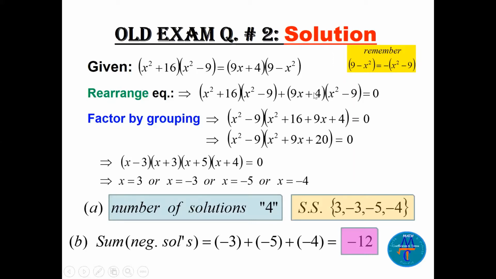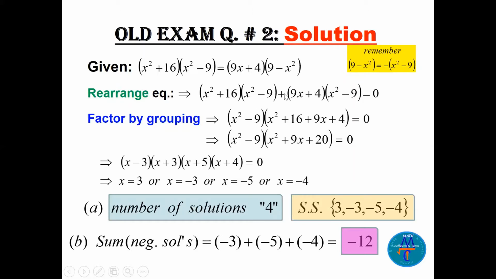These 2 brackets are the same here, 9x plus 4. Take it to the other side. But there is a minus, remember, from there. When you bring it to the other side, it becomes plus. Now, one important thing: you cannot divide here, guys. You cannot divide by x squared minus 9 because you are losing solutions.